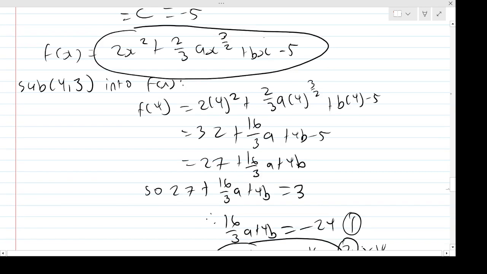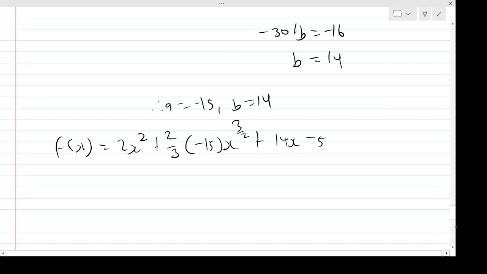minus 5. And so we can just clean up this bit here, multiply the bracket out to get 2x squared, then 2/3 lots of minus 15 is minus 10, x to the 3 over 2, add 14x minus 5. And that's the fully simplified answer for f of x with all the coefficients found. There we are, okay? And that's it.